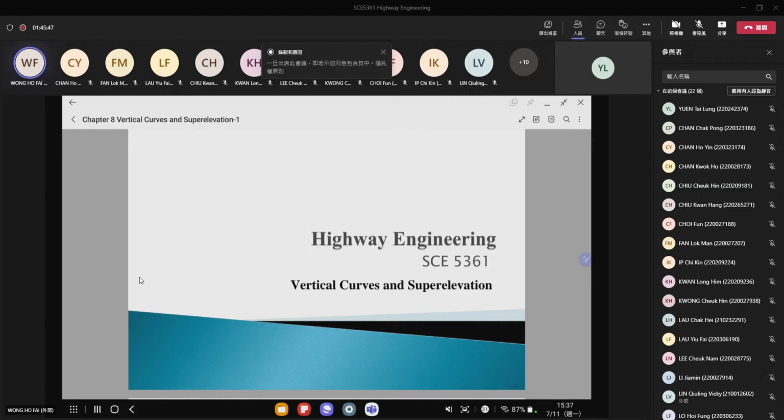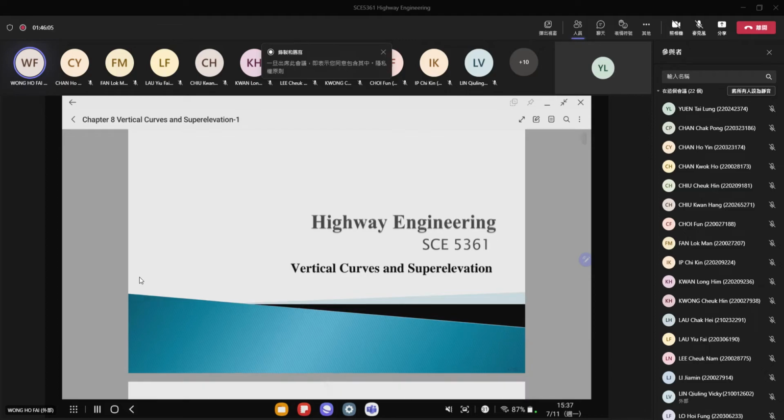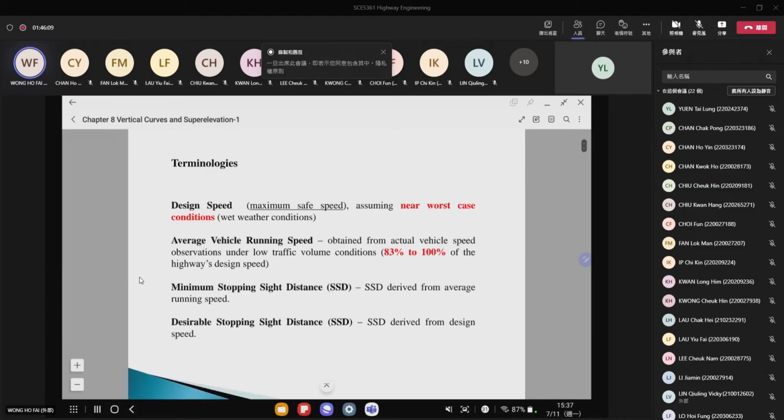We have some kinds of calculations and derivations as well, and then we will have some examples to illustrate what the distance of the vertical curve should be in order to provide enough safety distance. So first of all, we will have some terminology for this chapter. Again, we have the so-called design speed. Actually, it's the maximum safe speed, assuming near worst case conditions, that means wet weather conditions. So the design speed is the maximum safe speed. You cannot exceed this. We call that the design speed. Otherwise, it becomes not safe.